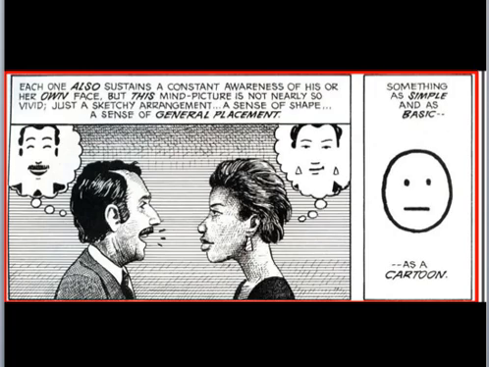But in reality, what Scott says is, each one also sustains a constant awareness of his or her own face, but this mind picture is not nearly so vivid, just a sketchy arrangement, a sense of shape, a sense of general placement. So in her thought balloon, she has an idea about what she's looking like, because she wants to be able to control her features when she's talking, and the same for the man. So something as simple and basic as a cartoon face.